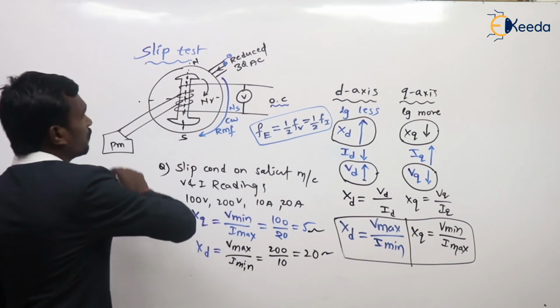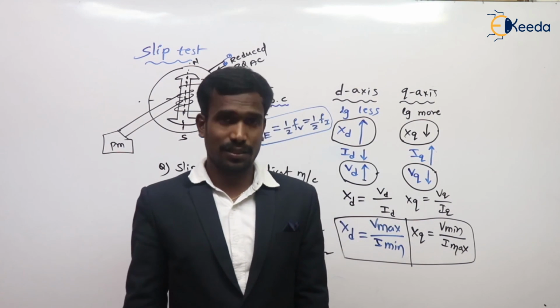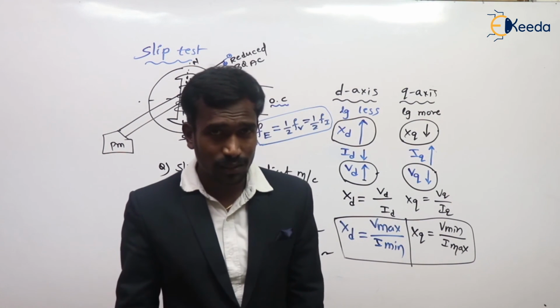Like this, we can find the XQ and XD values by conducting the slip test. Is it okay? Understood? Thank you.